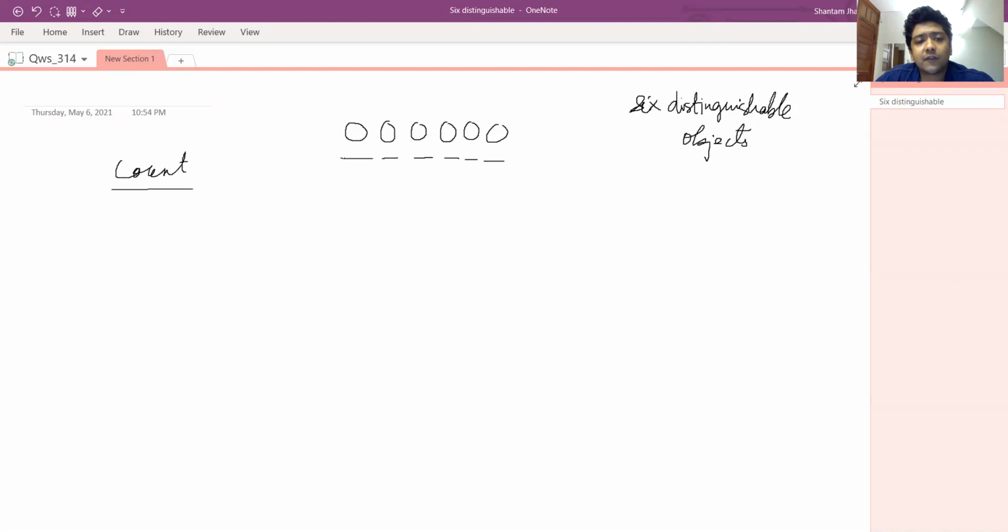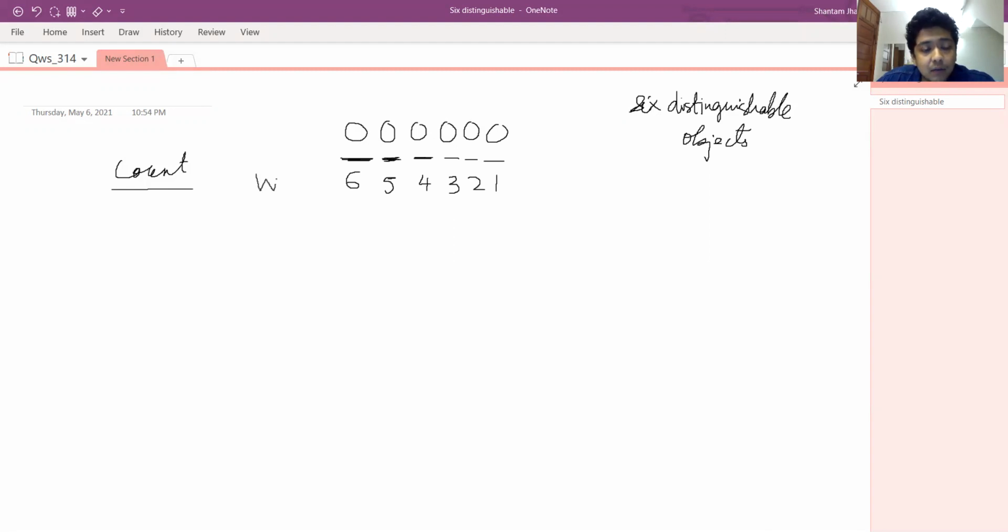For my first spot, how many choices do I have? Well, I've got 6 distinguishable objects, so I've got 6 choices. For the second spot, I've already used one up, so I only have 5 choices. Likewise, in the third spot, I've already used 2 of my objects, so I've got 4 choices, and so on: 3, 2, and 1. But how do I count the number of ways of arranging all these different possibilities?